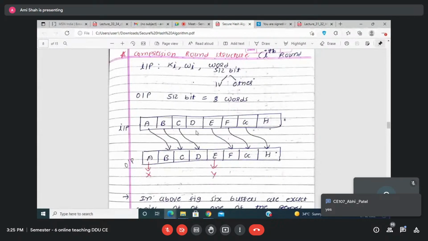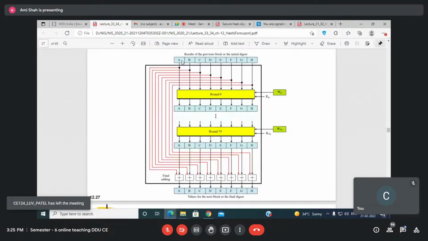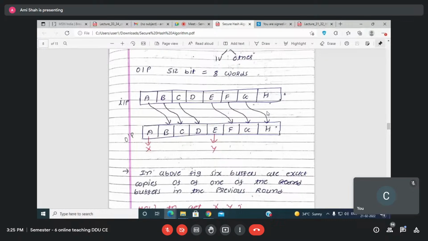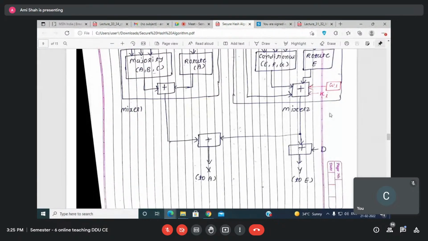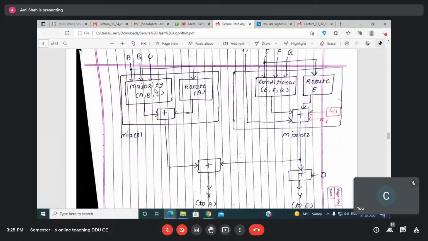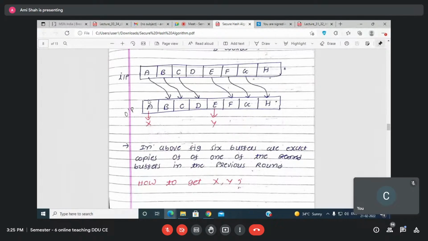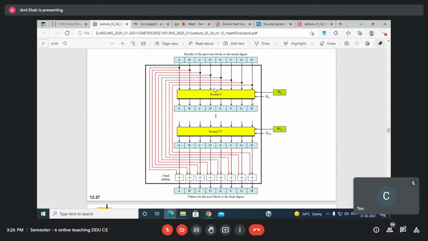This is what I've explained: this is my initial digest after round 0. How am I getting this digest? Through the example that I have explained, this is the initial digest after applying round 0. For that, how am I getting these x and y values? For that, this structure is there, in which I have explained how to find the majority, the rotative, and the conditional, right? So after that, you are getting this value, and now in this figure, after round 0, I am getting this value.